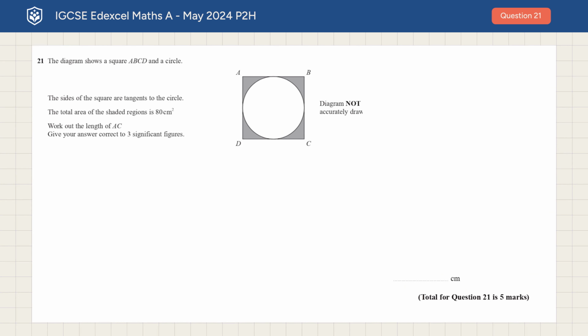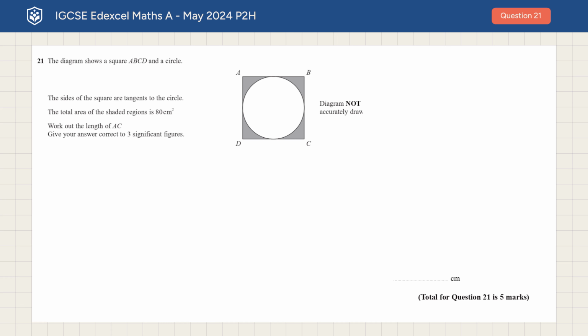Moving to question 21, we have a square, ABCD, with a circle perfectly inscribed inside it. The sides of the square are tangents to the circle, meaning the circle fits snugly inside. The total shaded area, which is the space inside the square but outside the circle, is 80 square centimeters. Our goal is to find the length of the diagonal AC to 3 significant figures.